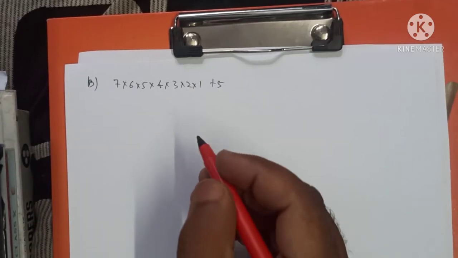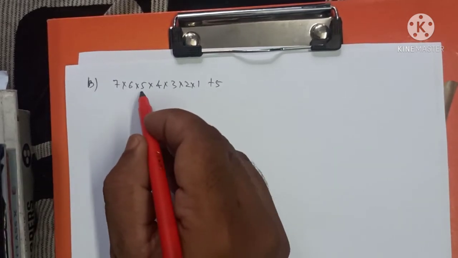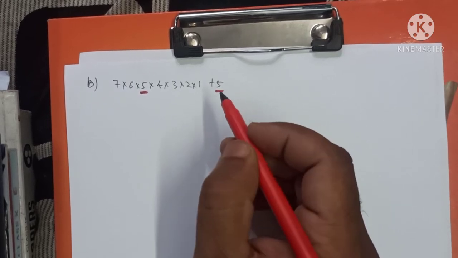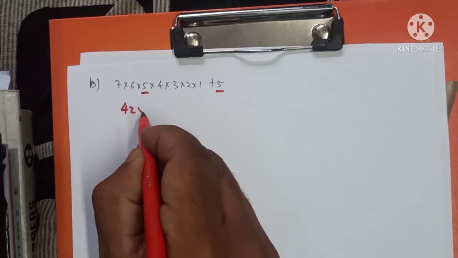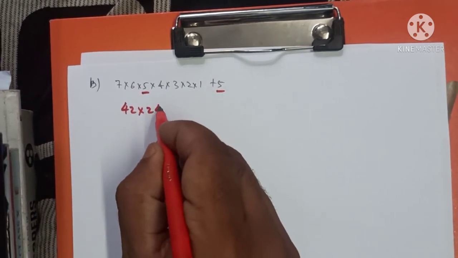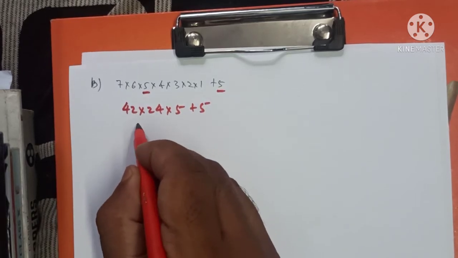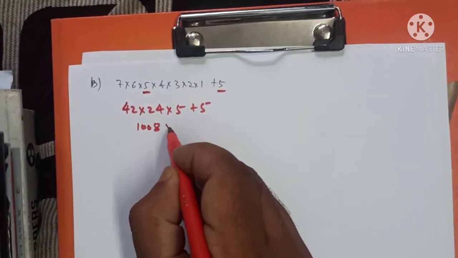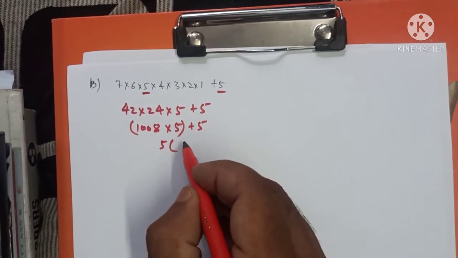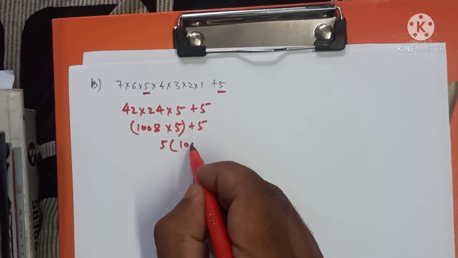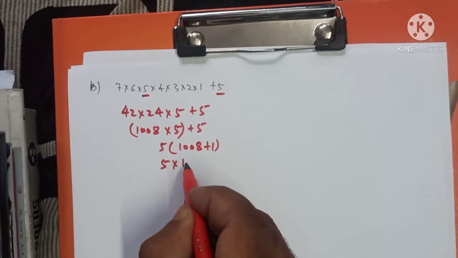In the second part, again 7 into 6 into 5 into 4 into 3 into 2 into 1. So we can take 5 as common, and the rest of the numbers we can multiply. 7 times 6 is 42, 4 times 3 times 2 is 24, into 5 plus 5. So 42 into 24 is 1008 into 5 plus 5. So we can take 5 as common into 1008 plus 1. So we can say 5 into 1009.